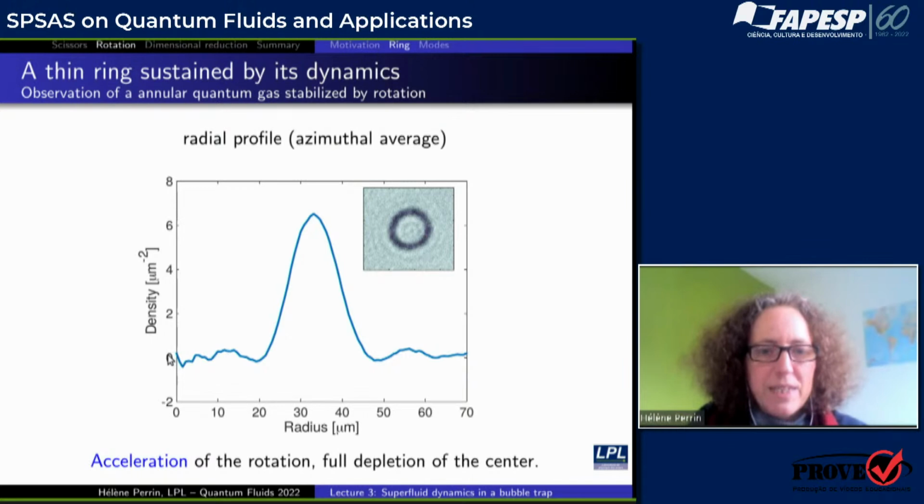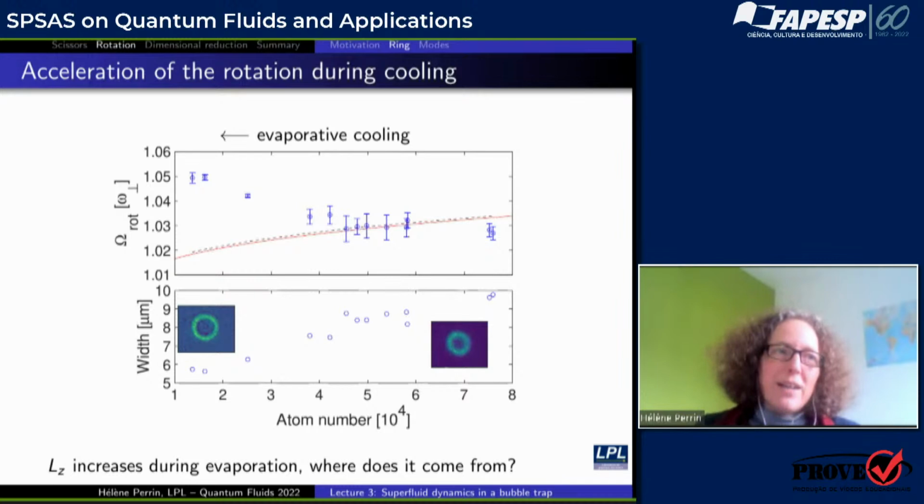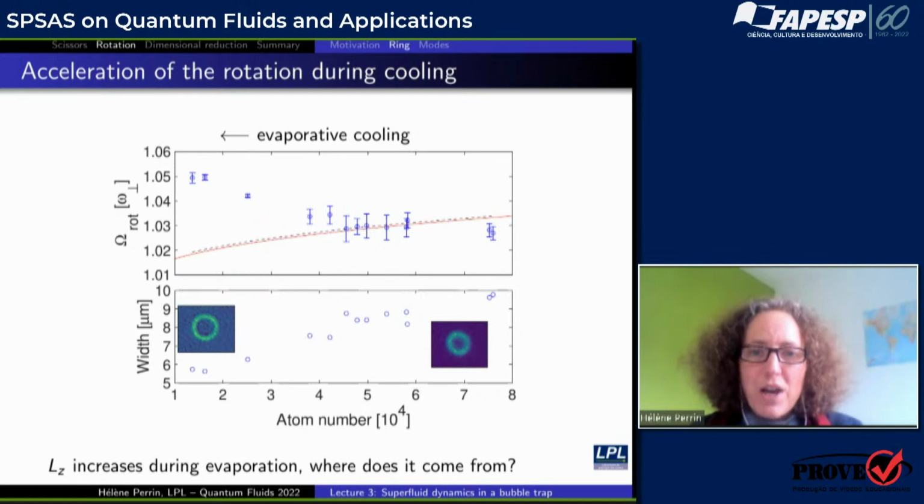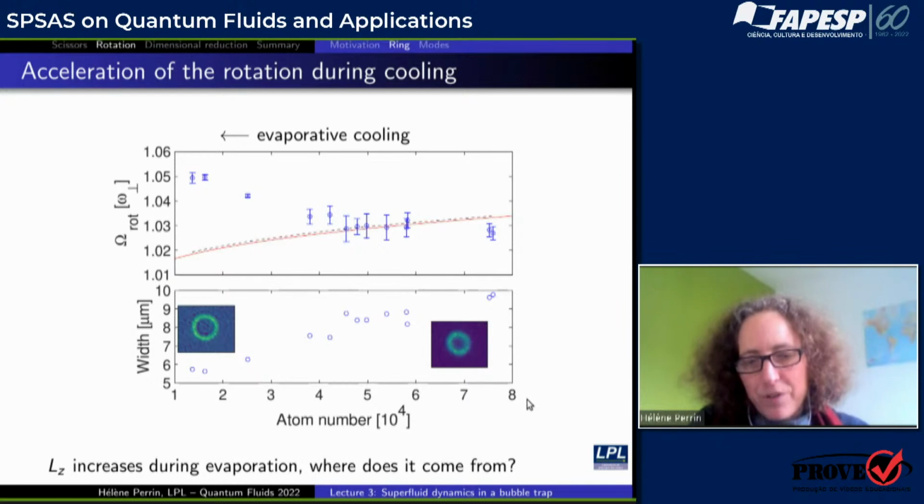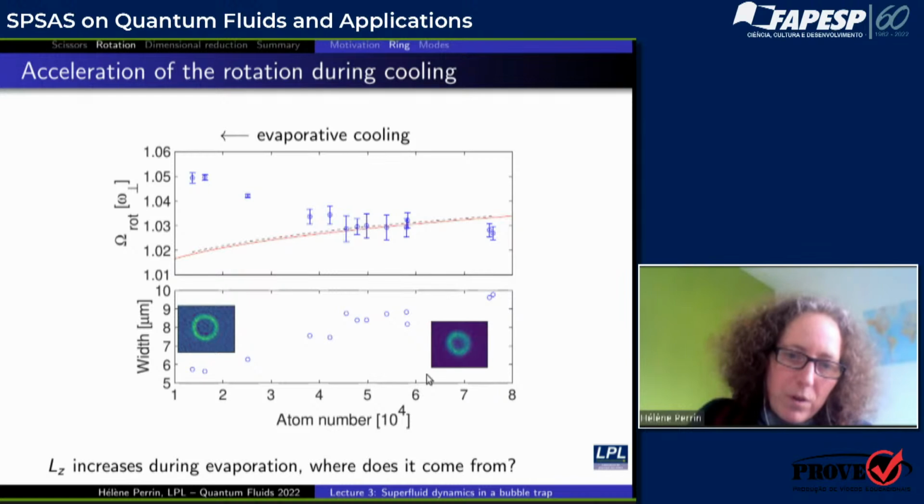Okay, so this in fact is explained by the fact that our radio frequency evaporation cools the sample and accelerates the rotation. You don't have just the effect of cooling, but also an acceleration of rotation. This is illustrated by this graph, where in X, I have plotted the atom number. When you perform evaporative cooling, in fact, you go around this graph from the right to the left. When you evaporate, you go that way.